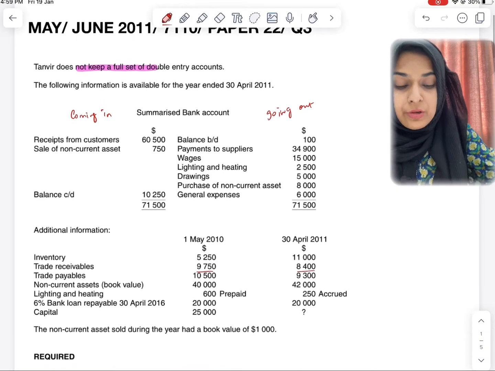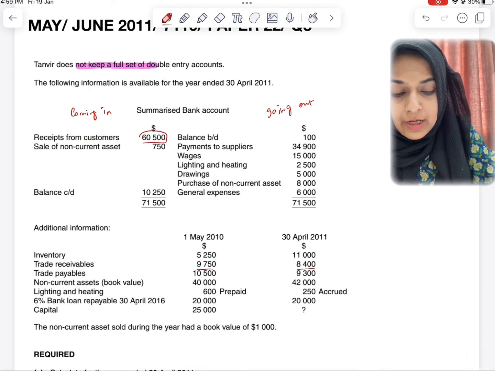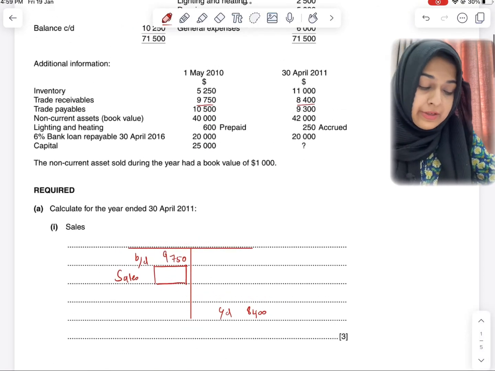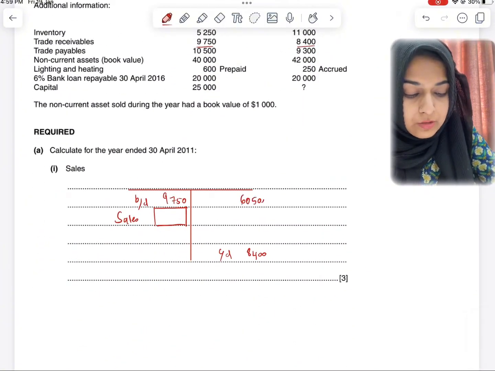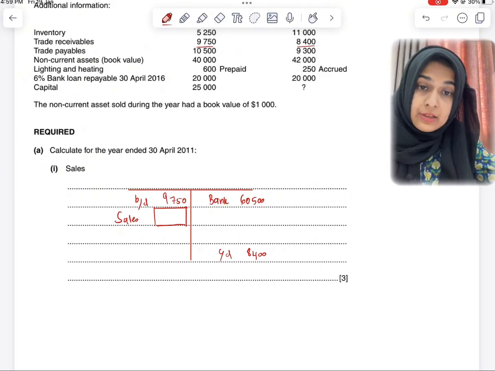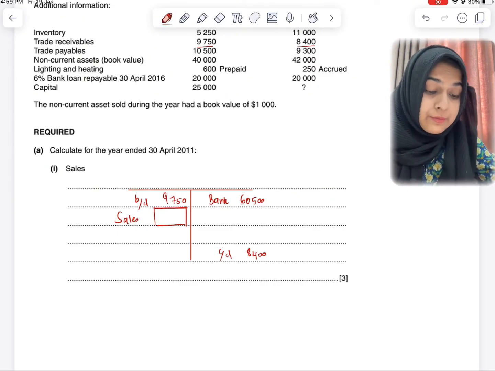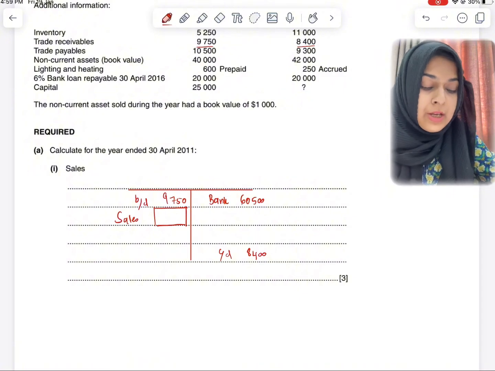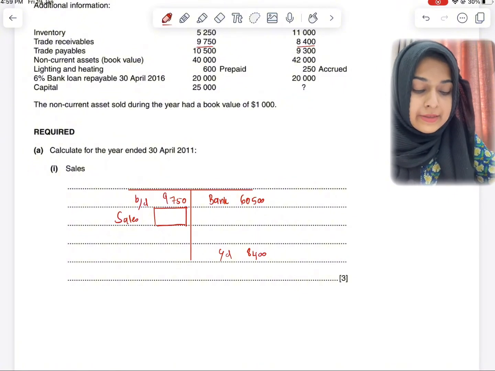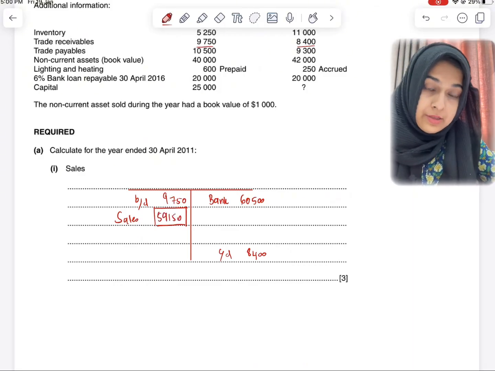However, you know what your customers paid you during the year. Whatever we received from our credit customers was 60,500, which we write over here. If bank is debited, my trade receivables account should be credited so that the double entry takes place, so 60,500 comes on the credit side. Now when you do 60,500 plus 8,400 minus 9750, you get 59,150, which is the credit sales.